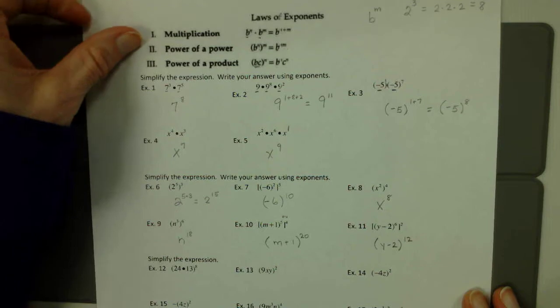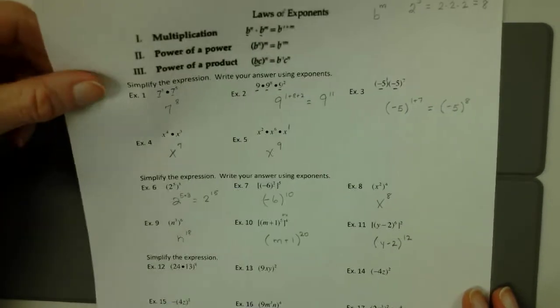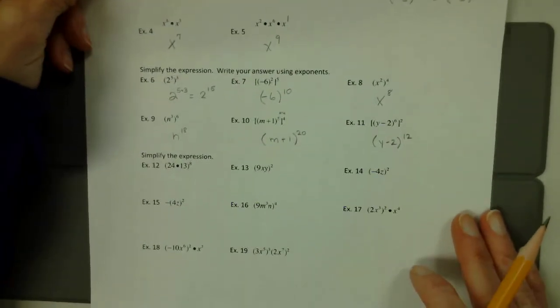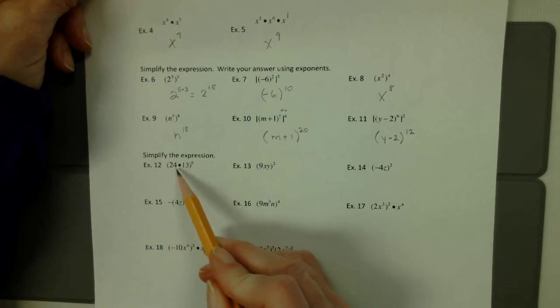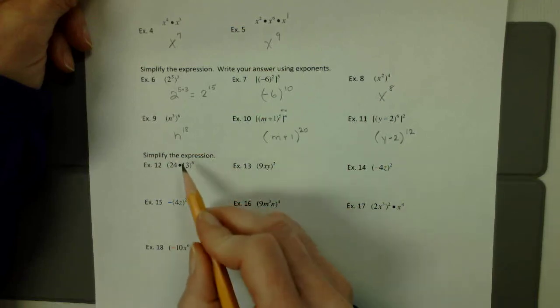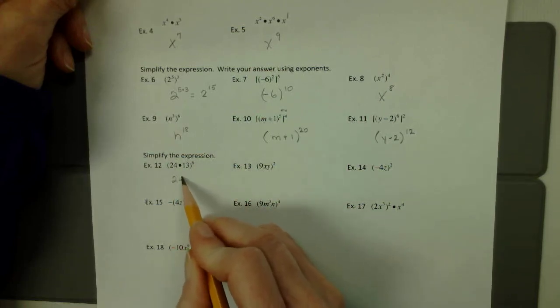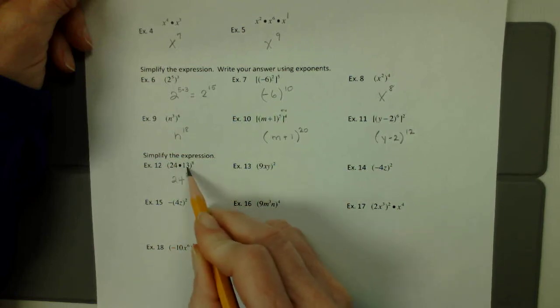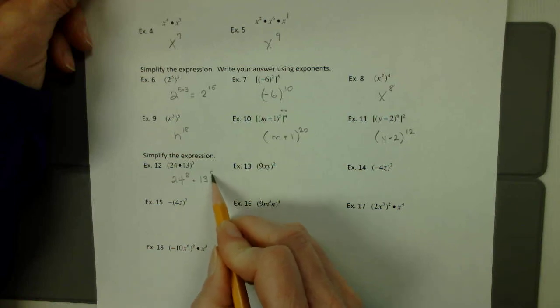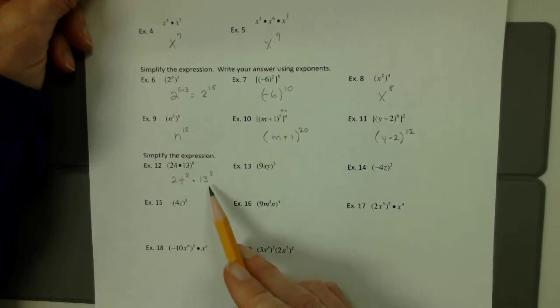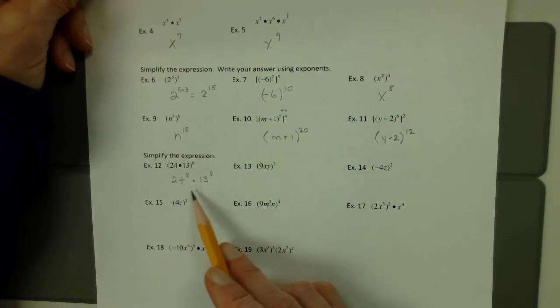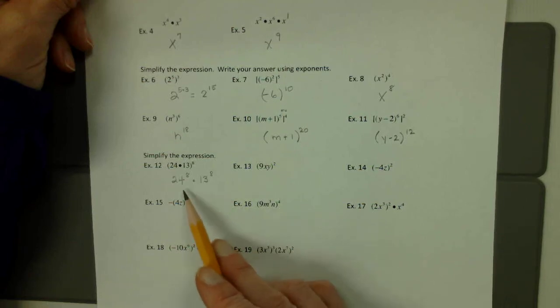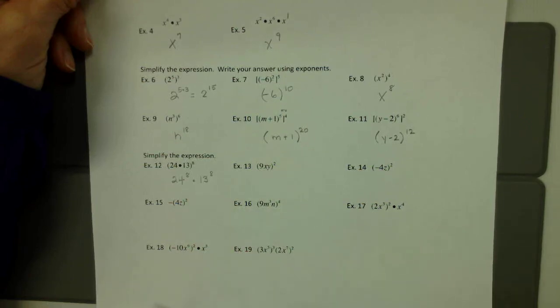So down at the bottom of this, you've got some examples that show a power of a product. Okay, notice we have a product inside parentheses. There's multiplication. So I'm going to take each one of those factors, 24, and raise it to the 8th power, times, take 13, and raise it to the 8th power. And I'm going to leave my answer like that because these are very, very large numbers.